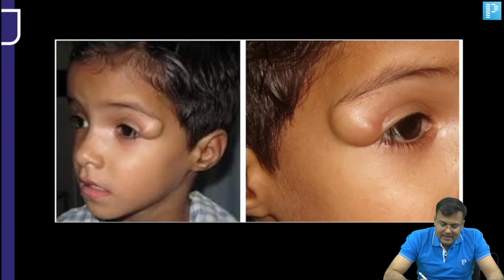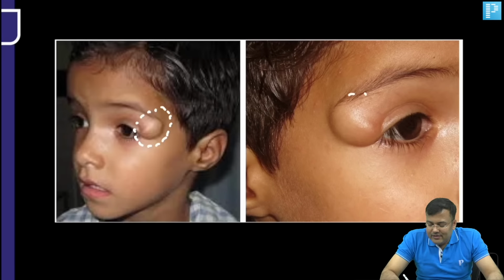ये बच्चे की इमेज आती है, बताइए जरा. Near outer angle of eye, near eyebrow, can you see patient is having dermoid? Guys, can you tell me the name?